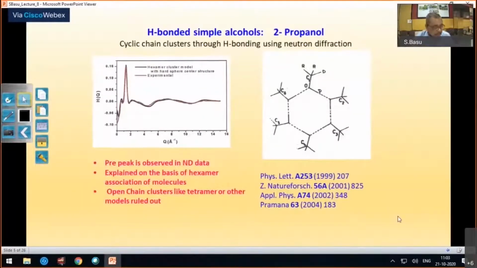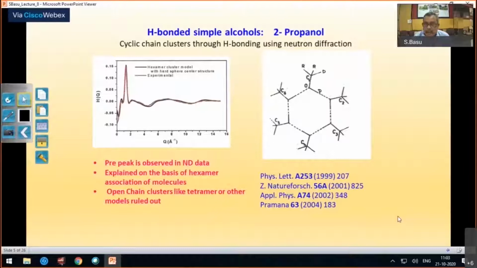In the case of liquid and amorphous material, this is a liquid, propanol, an H-bonded liquid. Please look at the experimental data. One thing is the Q range. It is 16 angstrom inverse. And another one is the structure of the peaks. How does it compare with a typical diffraction pattern?